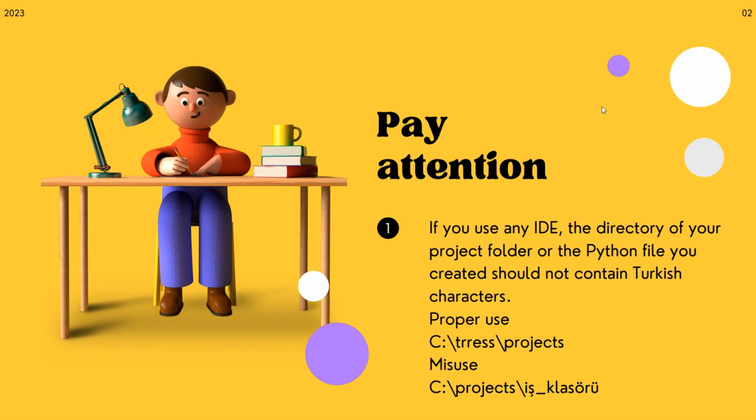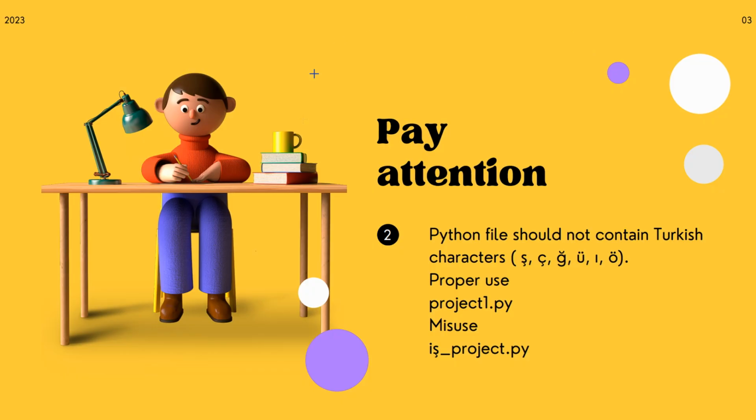And now let's move to second note. And the second note is about our Python file name. Python file should not contain Turkish characters which are sh, ç, soft G, Ü, and Ö. Proper use like this, which is project1.py. And also here is the misuse, and also don't use like this because when you run your code, it will not run properly.